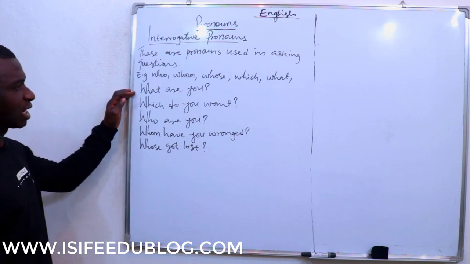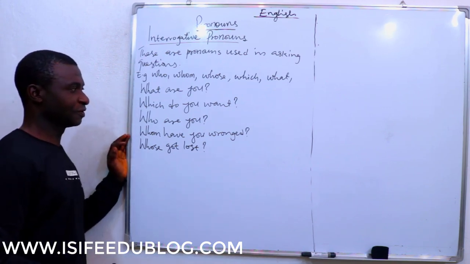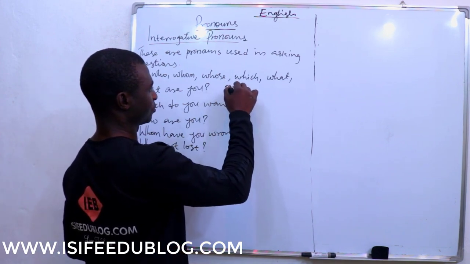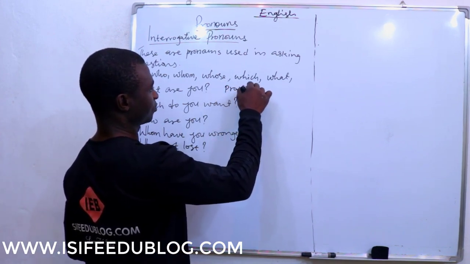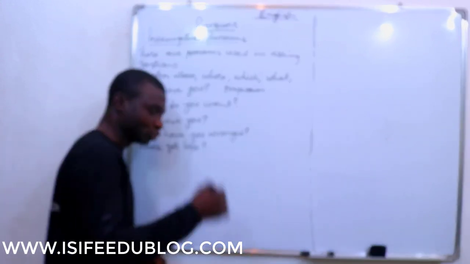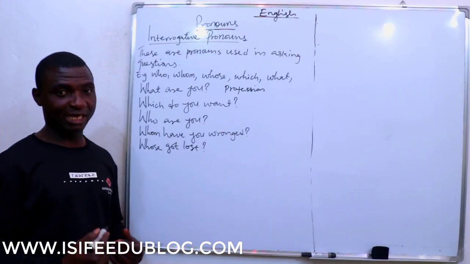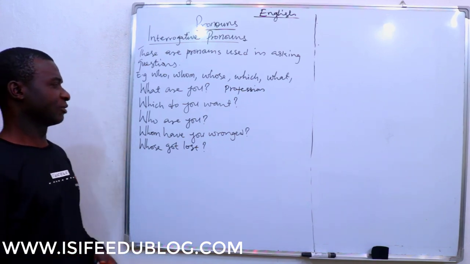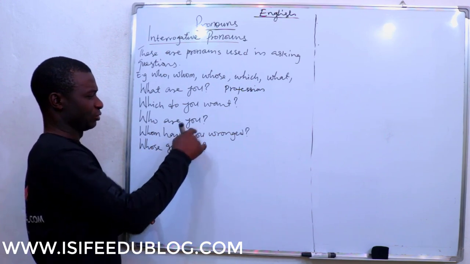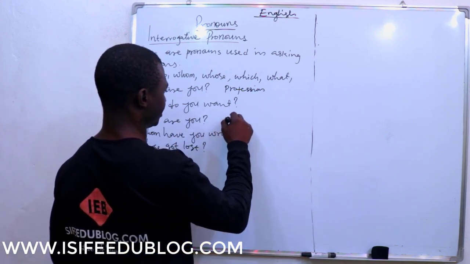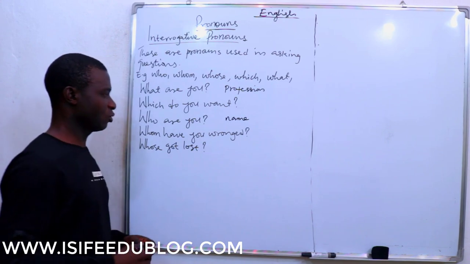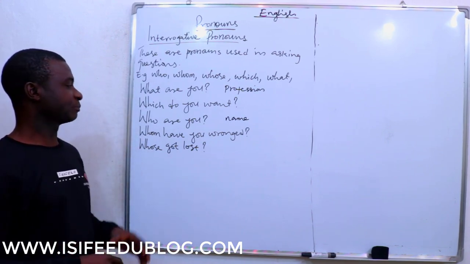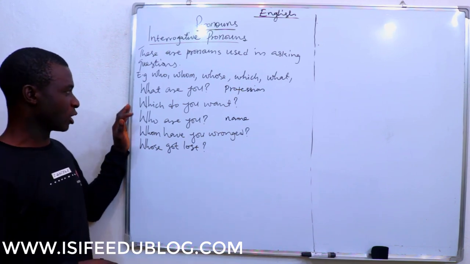Now, what are you? This person wants to know your profession. What you do. What are you? I am a teacher. You are a student. Now, who are you? This person wants to know your name. Who are you? I am Martin Eba. Alright? So, which do you want?